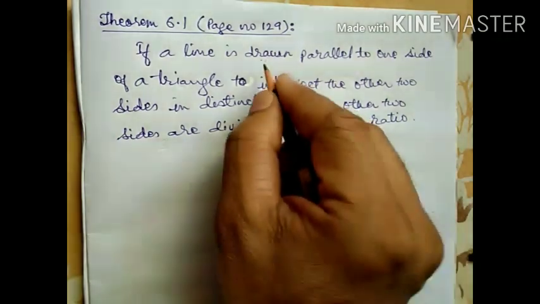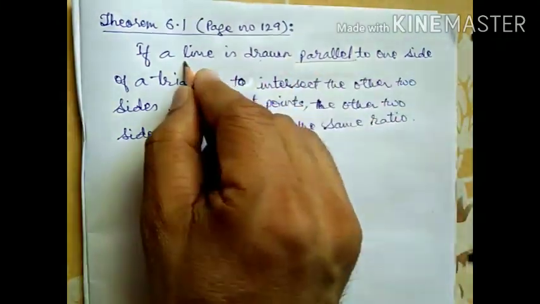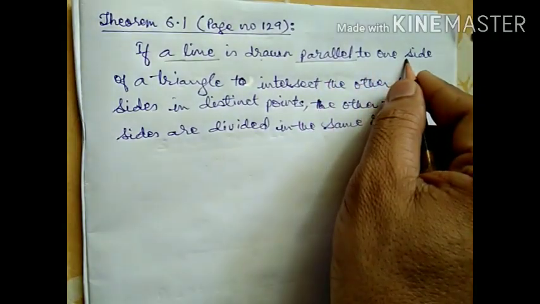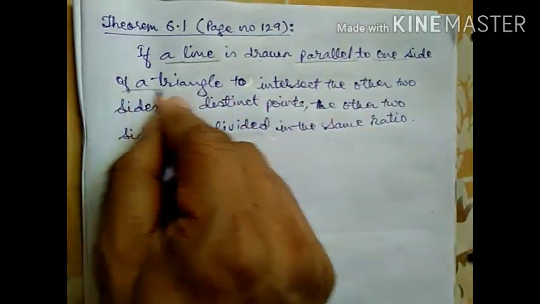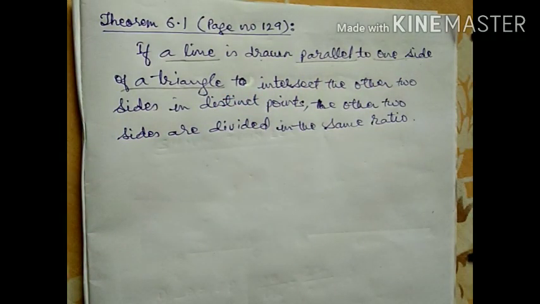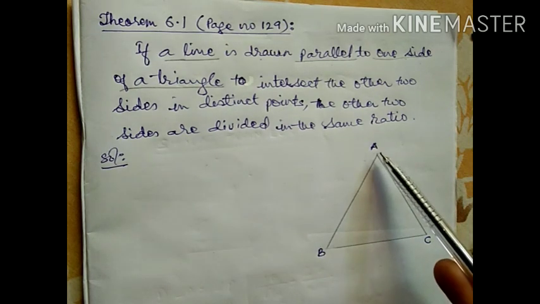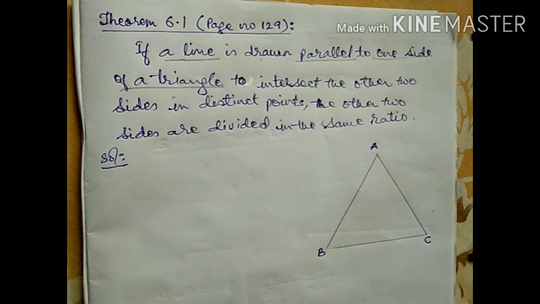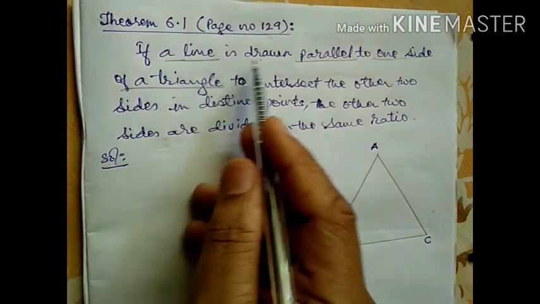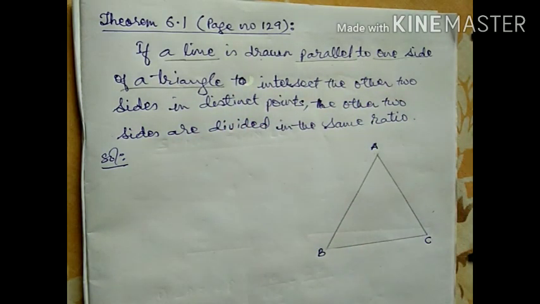We will draw one line parallel to one side of a triangle. So let's draw one triangle. I already have drawn the triangle, and it is triangle ABC. There a line is drawn parallel to one side. We will draw one line parallel to one side of the triangle.